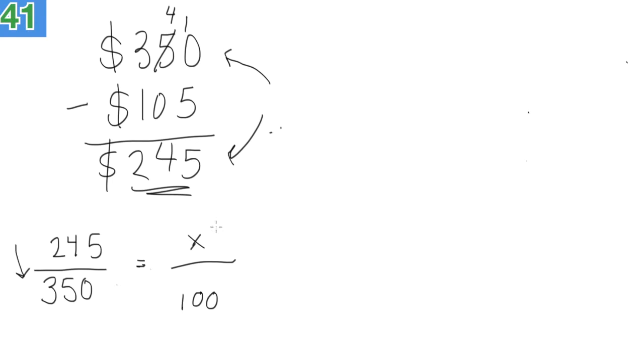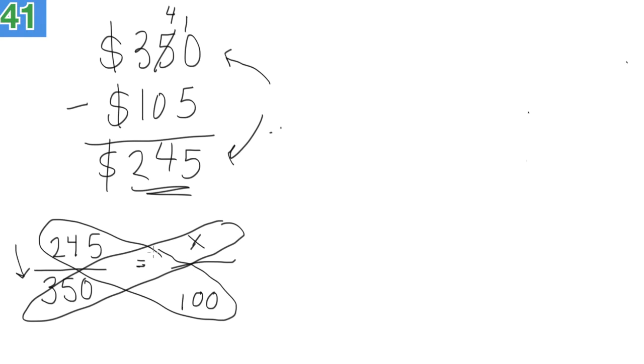And now you just cross multiply and solve. So remember, cross multiply means you multiply the diagonals and then set them equal to each other. So let's do these ones first. 350 times x equals the other ones, 245 times 100. And now we're just going to solve for x.